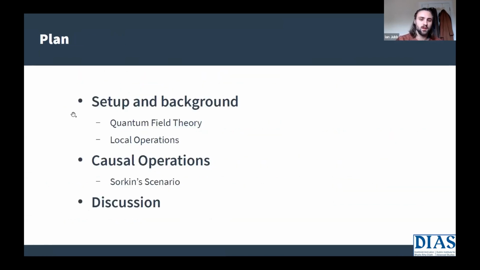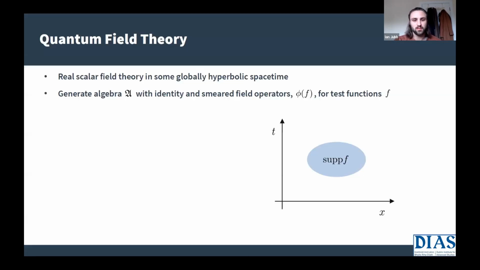So just the plan for today, I was going to give some quick setup and background before going into talking about the causal operations in Sorkin's original scenario, and then I'll just summarize things quickly in the discussion. So the setup. For simplicity, I'll just be talking about real scalar quantum field theory in some globally hyperbolic spacetime.